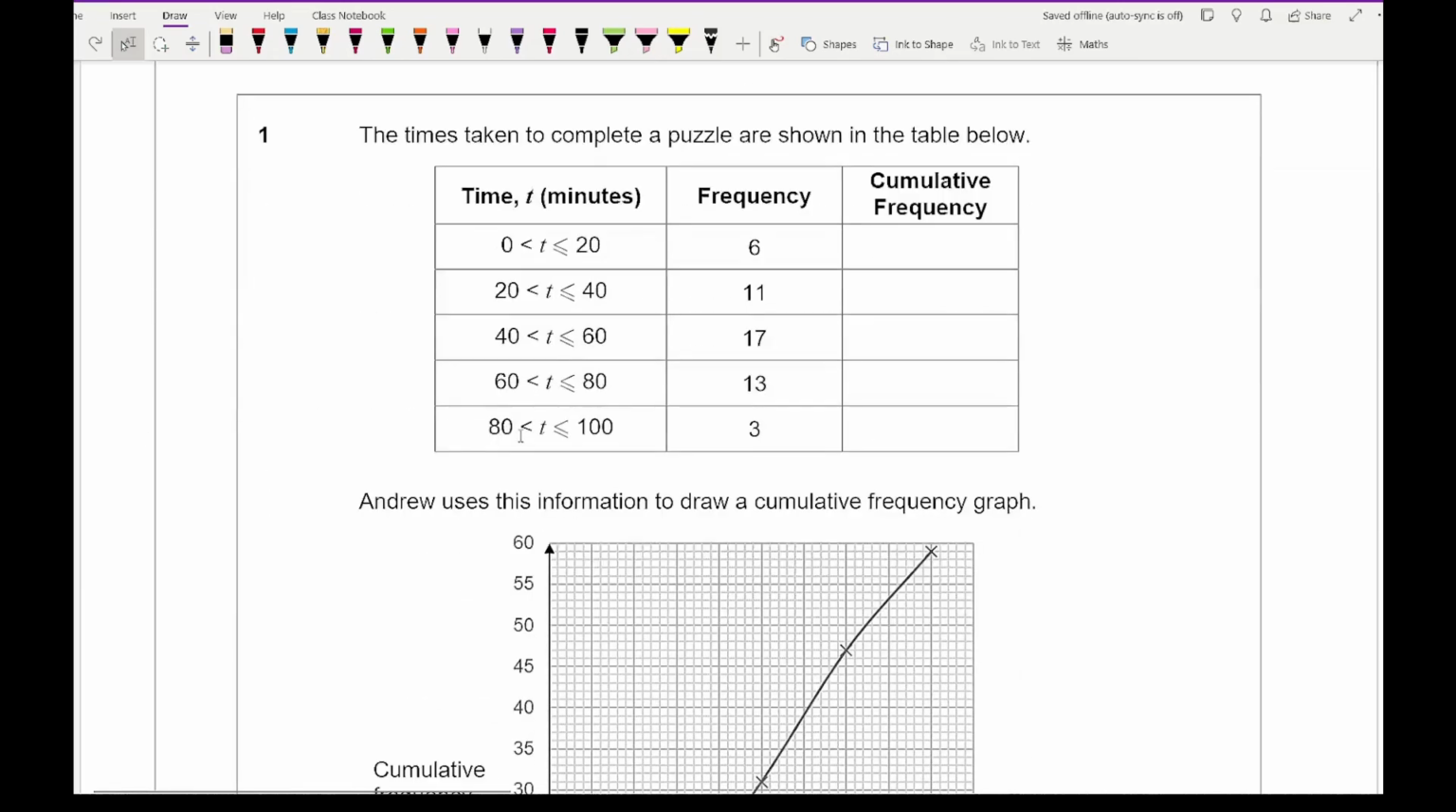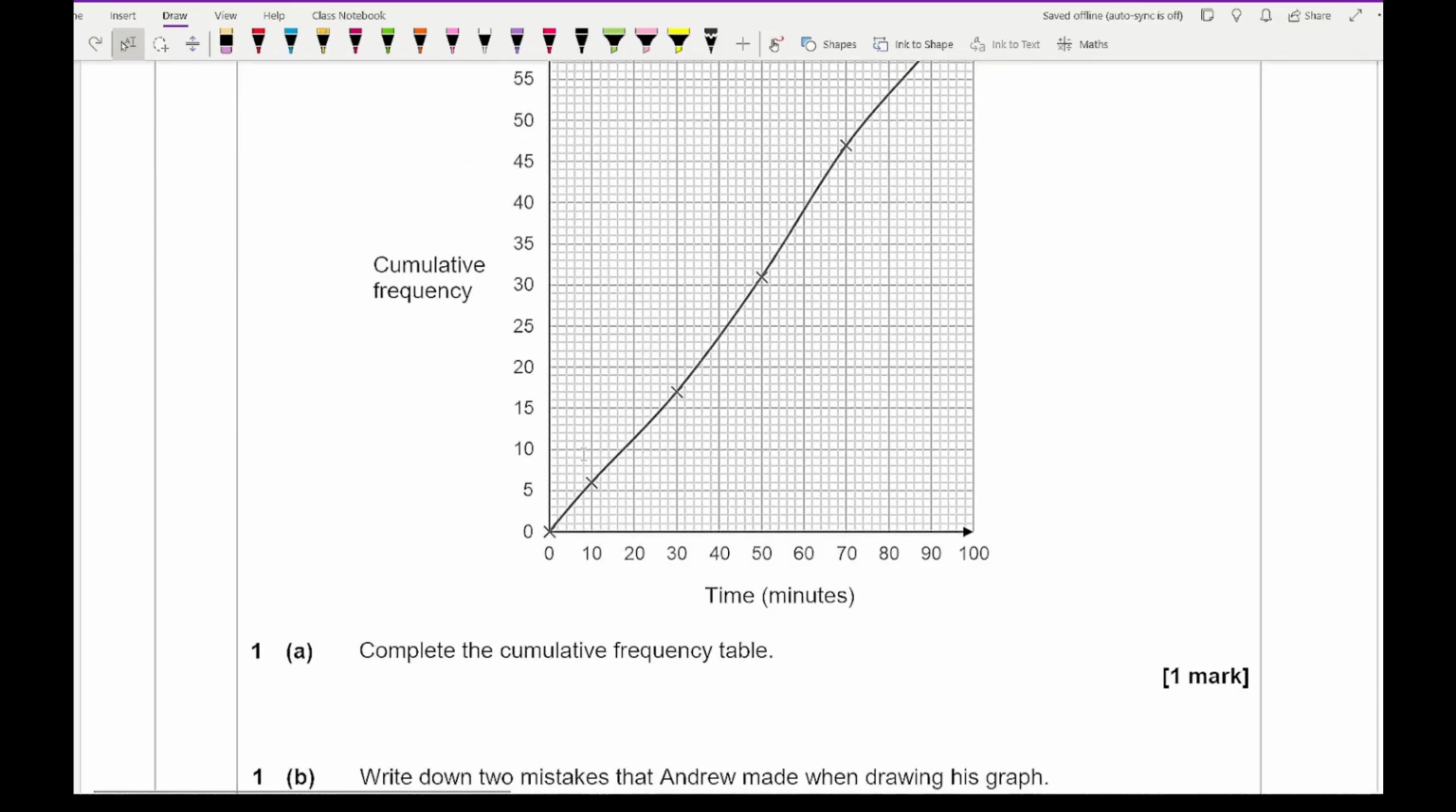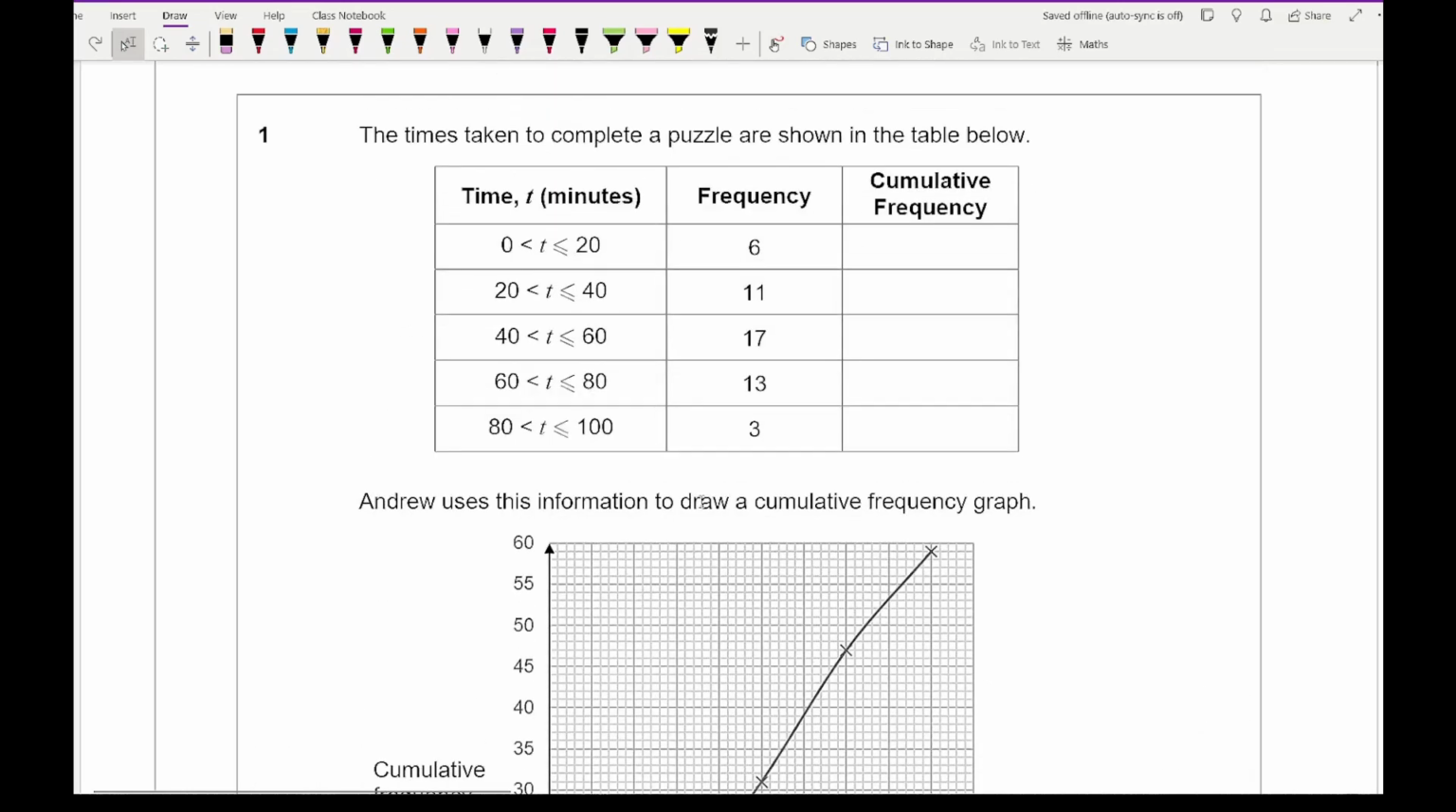So looking at question 1, it says the times taken to complete a puzzle are shown in the table below. Andrew uses the information to draw a cumulative frequency diagram, and the question says complete the cumulative frequency table. So what we need to do is write down where these points are at these values here.